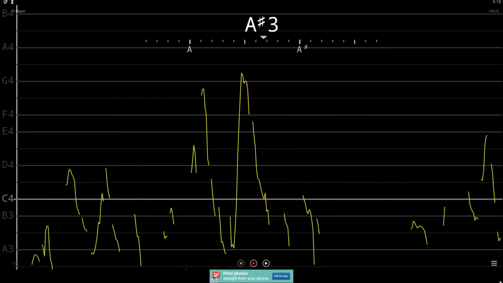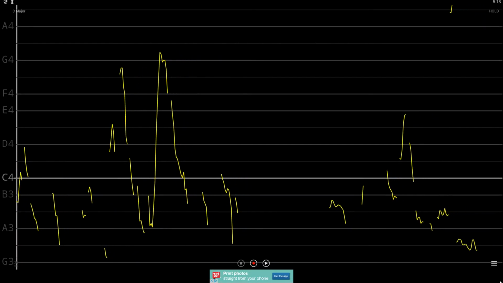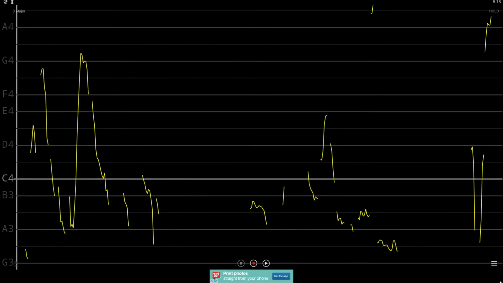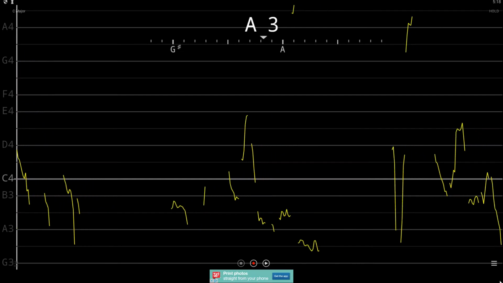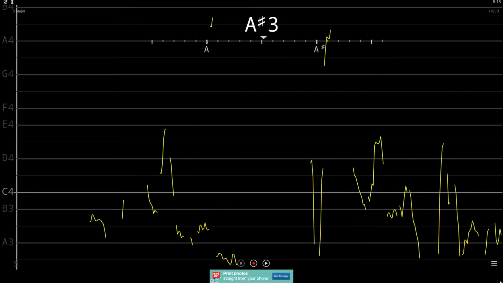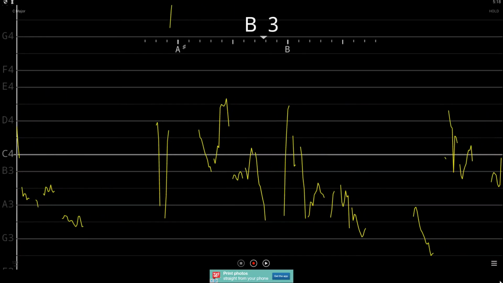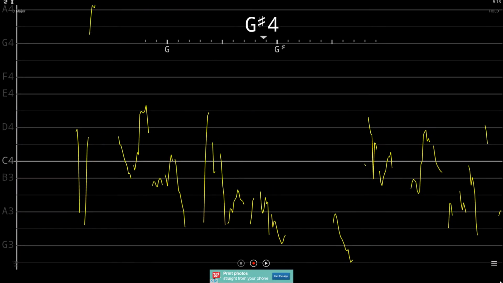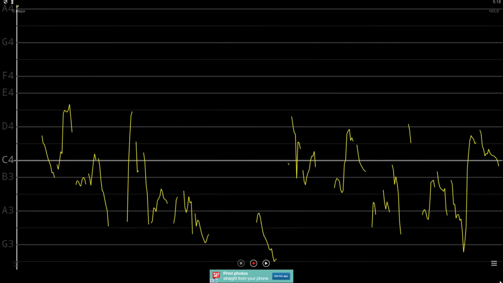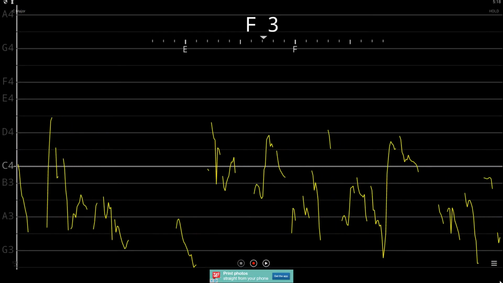So the third thing is going to be your resonance. When we talk about resonance, we're talking about what's actually vibrating inside your body. It's either going to be your chest muscles, your nasal cavity, or somewhere in your throat or chest.